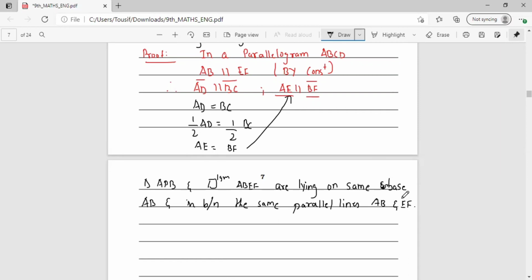Okay, so according to the statement, we can say: area of triangle APB is equal to half the area of parallelogram ABEF. We shall mark it as our equation number 1.